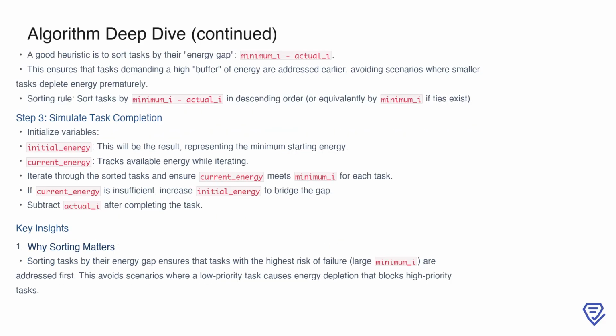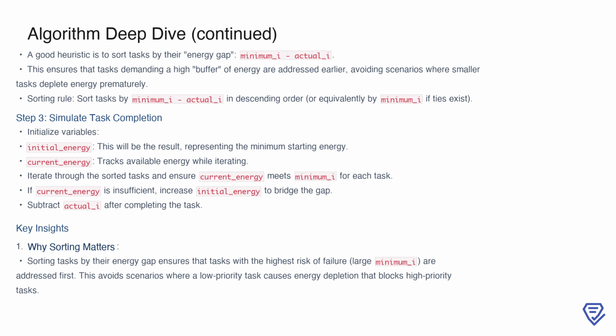A useful heuristic is to sort the tasks by their energy gap, calculated as minimum_I minus actual_I. This represents the extra energy buffer needed for each task, and sorting by this value ensures that tasks requiring a larger buffer are handled earlier. For example, tasks with a large minimum_I but a small actual_I pose a higher risk of failure if left for later, as smaller tasks might deplete energy prematurely. To implement this, we sort the tasks in descending order of minimum_I minus actual_I. If two tasks have the same energy gap, we can break ties by sorting them based on their minimum_I values.